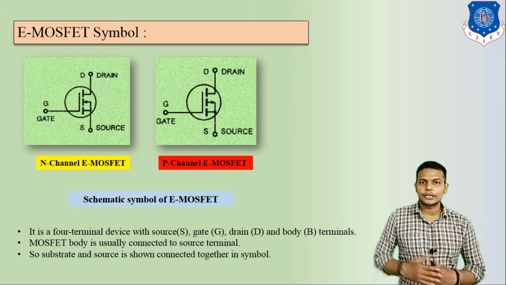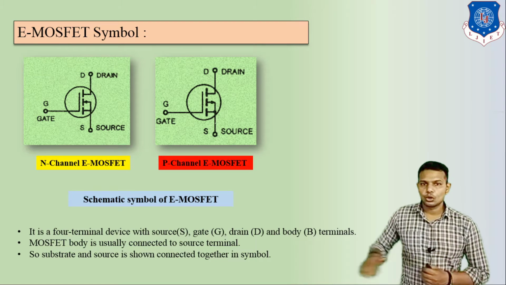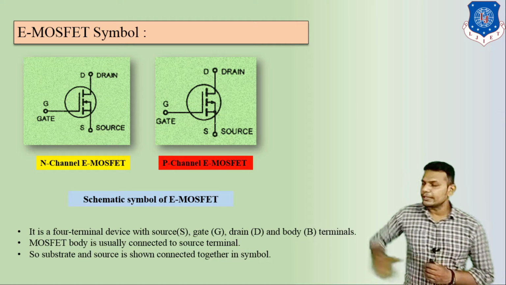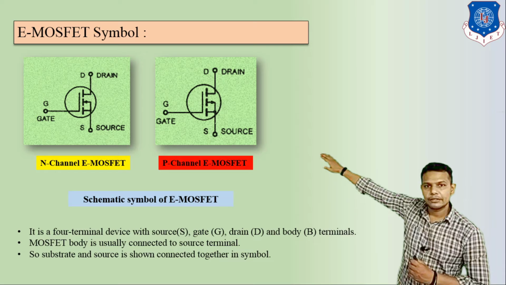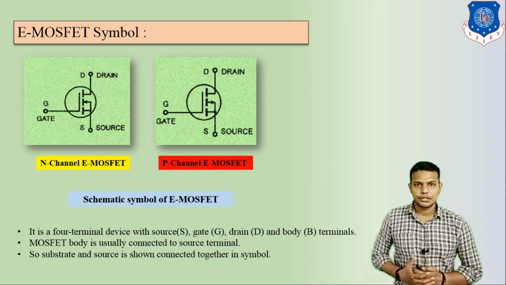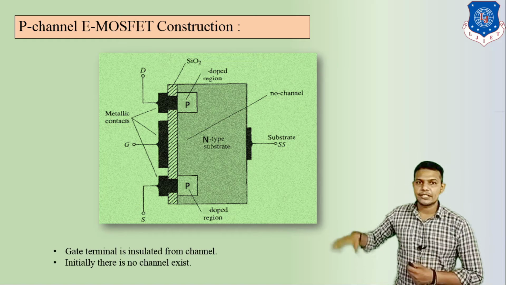Basically there are 4 terminals connected. The MOSFET body is usually connected to the source terminal. So substrate and source are shown connected together. We can see this here in the symbol, or also we can see it in the construction. Now let us discuss about its construction.